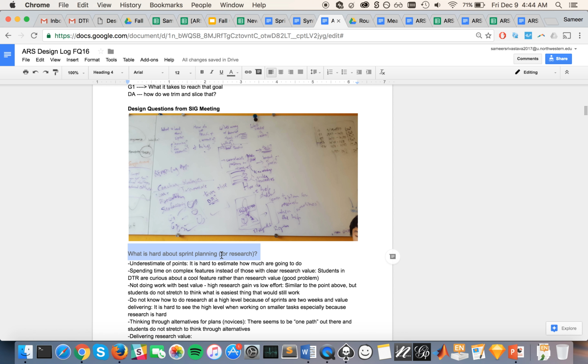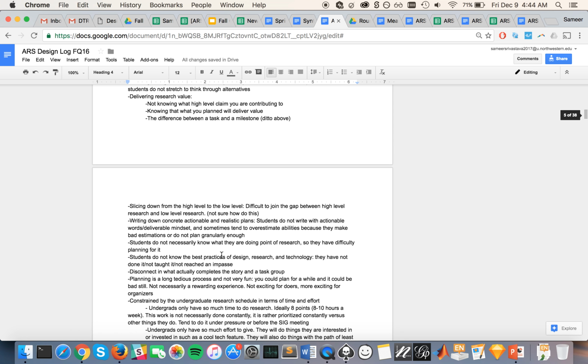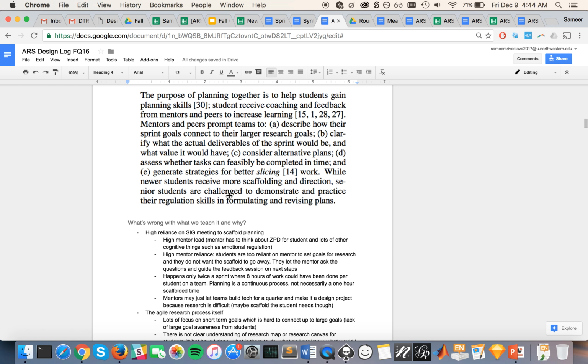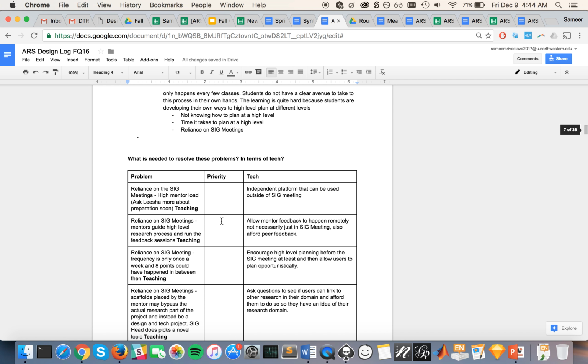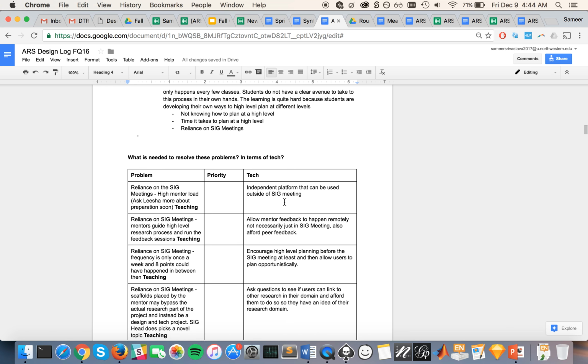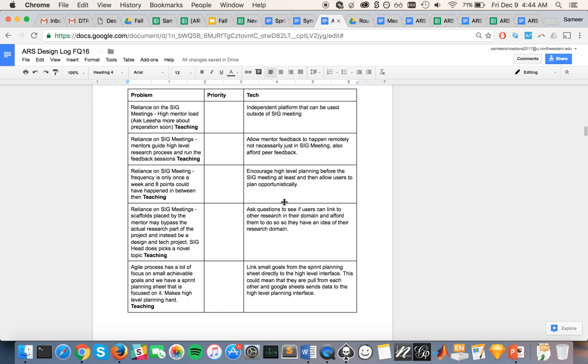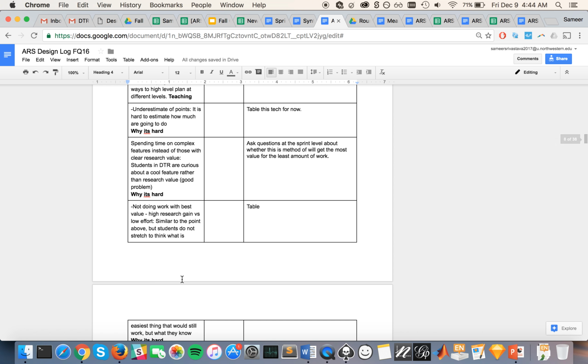Like what is hard about sprint planning for research? How do we teach it currently, and why do we teach it the way we do? What are we going to change? I took an excerpt from the paper on what's wrong with how we teach it and why. So I wrote down possible problems and then technology to fix or address them, and categorized them in this section.